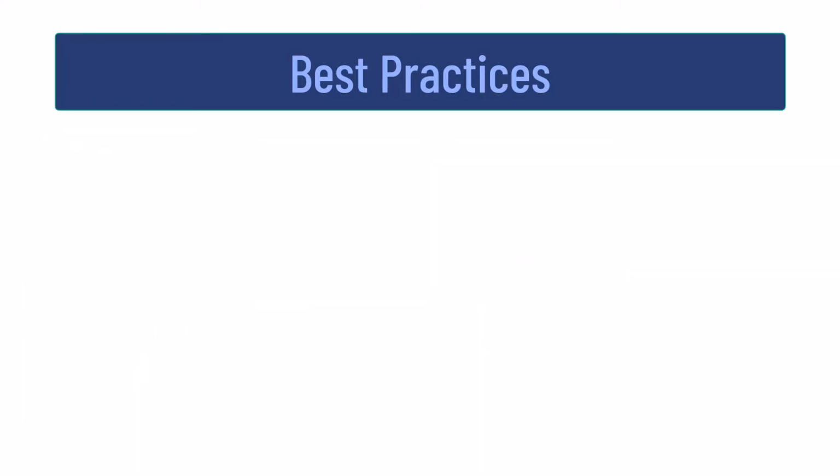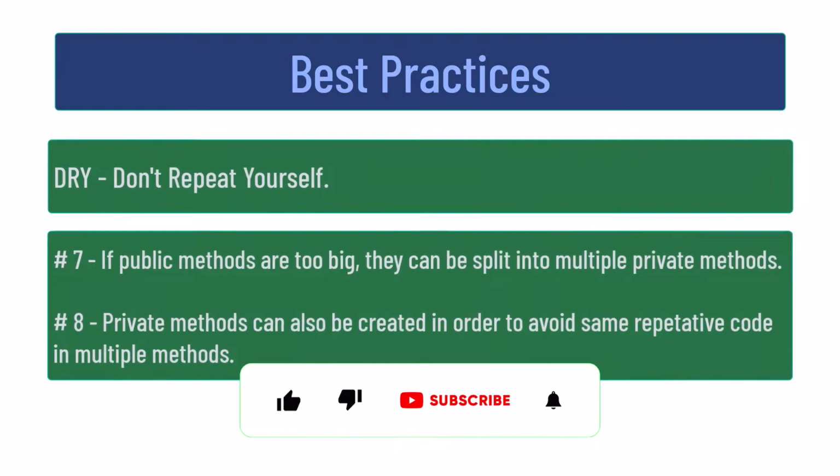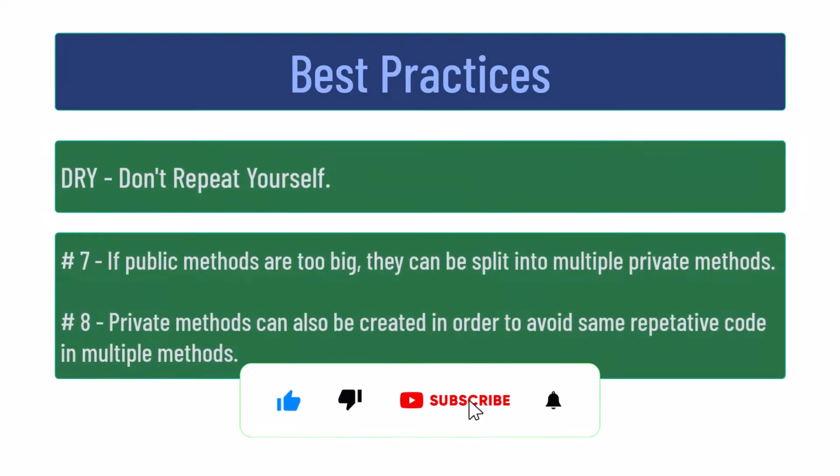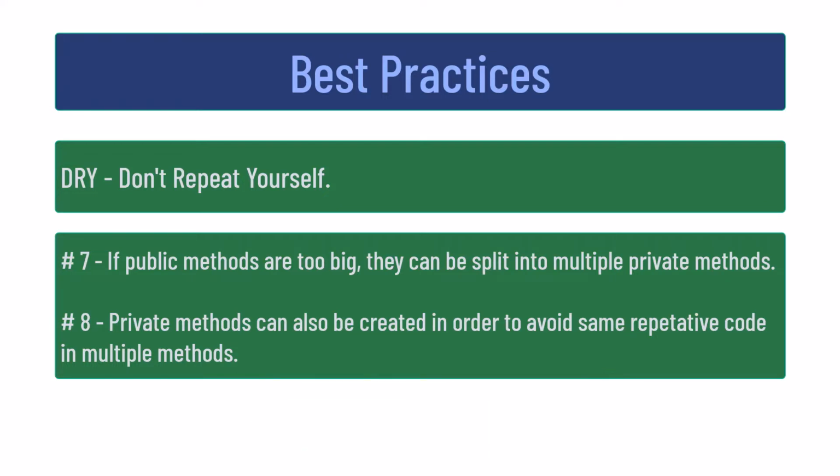When you are designing your classes and class members, always follow the DRY principle. DRY is an abbreviation for do not repeat yourself. And there can be a variety of cases in which the DRY principle can be applied. So let's say if your public method is very big and it is difficult to understand that method, then that method can be logically divided into smaller methods where each method will have a single responsibility. In that case, we can use the private access modifier for those methods.